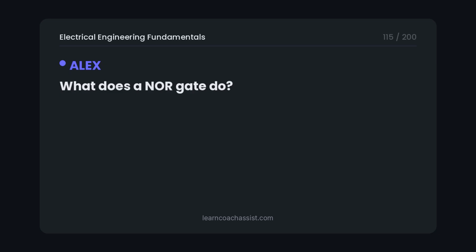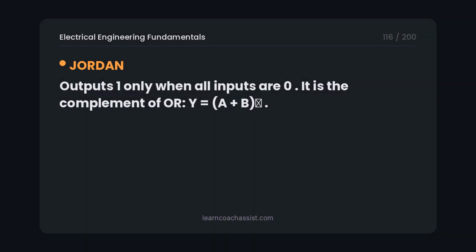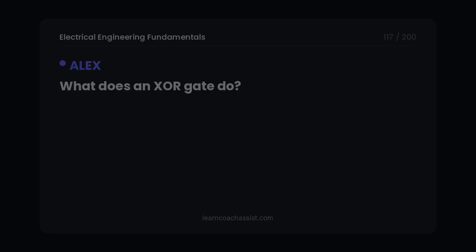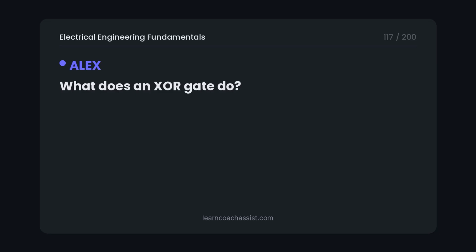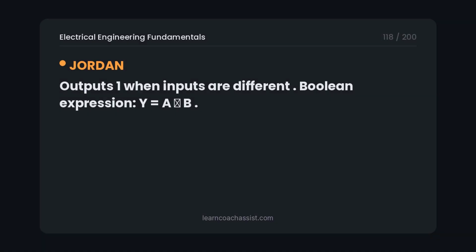What does a NOR gate do? Outputs 1 only when all inputs are 0. It is the complement of OR, Y equals (A plus B)-bar. What does an XOR gate do? Outputs 1 when inputs are different. Boolean expression, Y equals A circle-plus B.